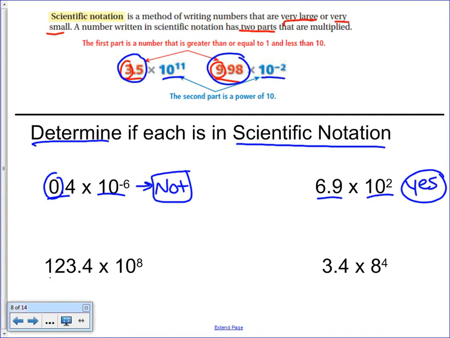And the next one here, 123.4 times 10 to the 8th. Something's wrong with that number, right? That is way bigger than 10, so that is not in scientific notation.